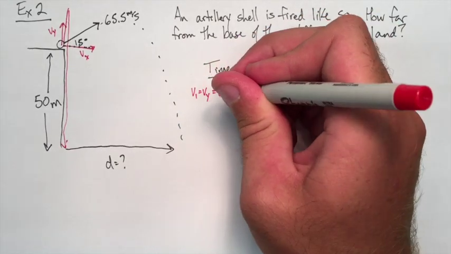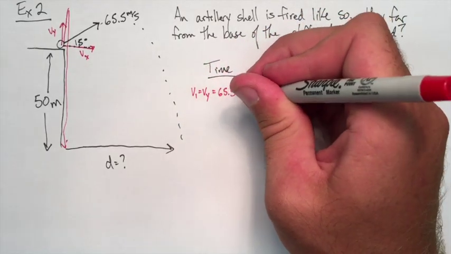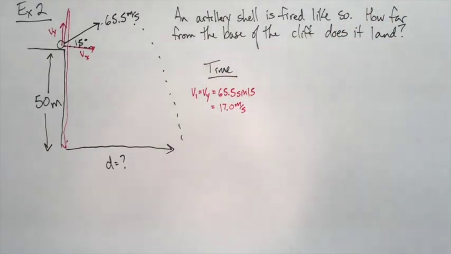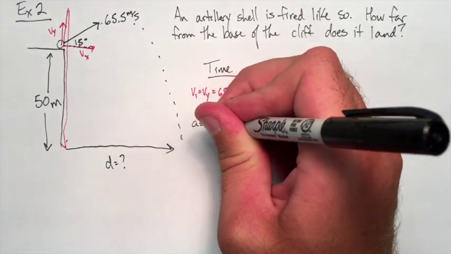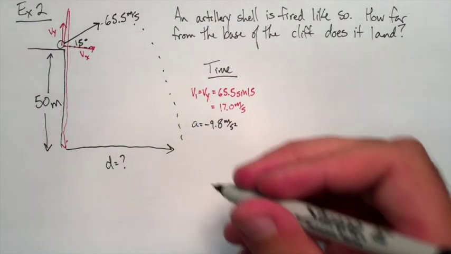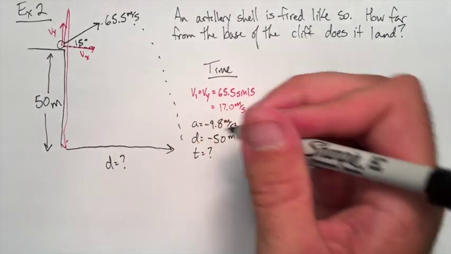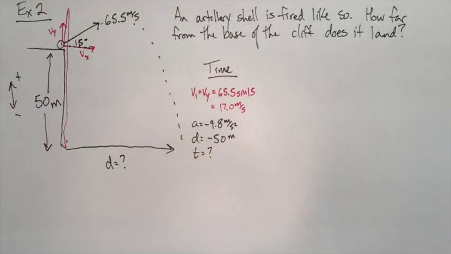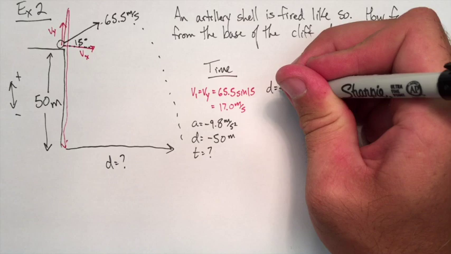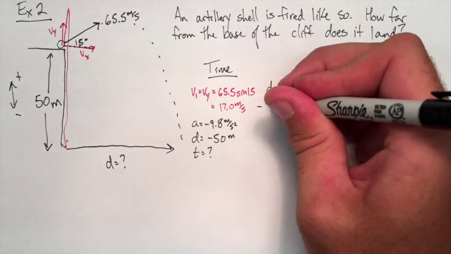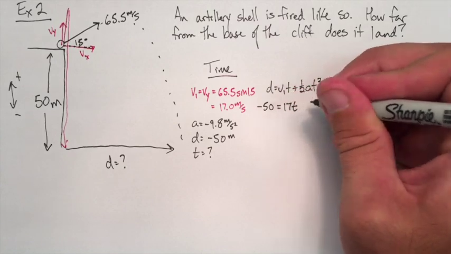So we need to look at whatever that y component of the velocity is to begin with. If you build a triangle, the opposite side of the triangle is going to be 65.5 sine 15, which gives us 17 meters per second up. Again, the acceleration is negative 9.8 meters per second squared down. We're going to travel a displacement of negative 50 meters, so let's solve for time. Using that same equation, we can insert our numbers.